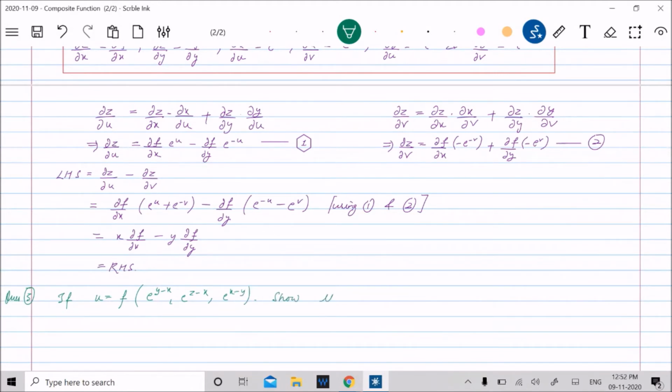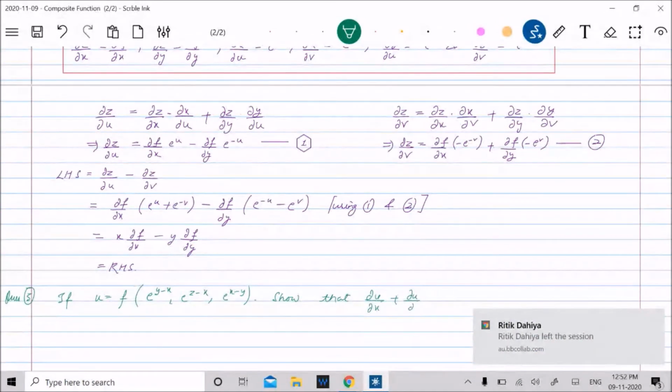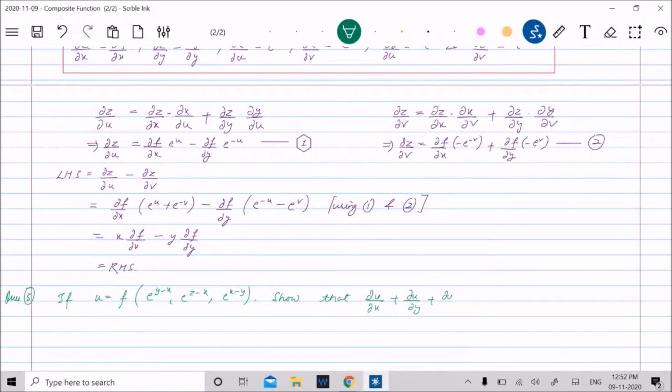Show that del u by del x plus del u by del y plus del u by del z equal to 0.